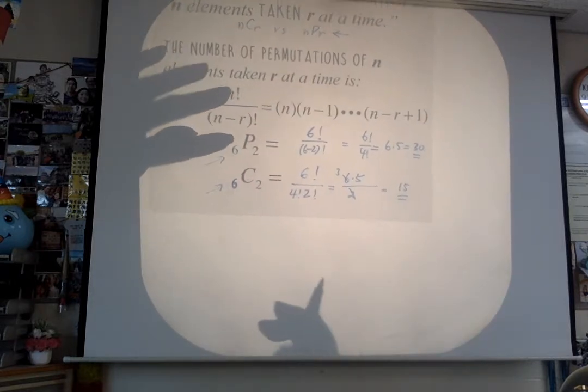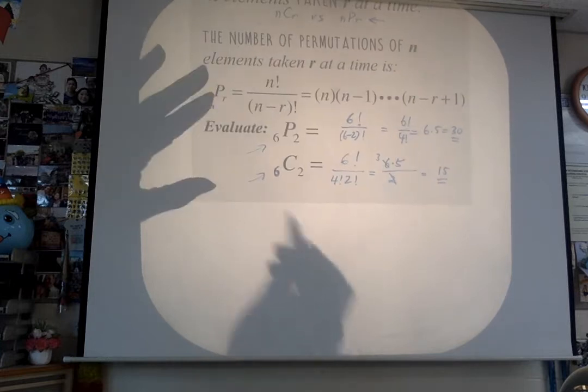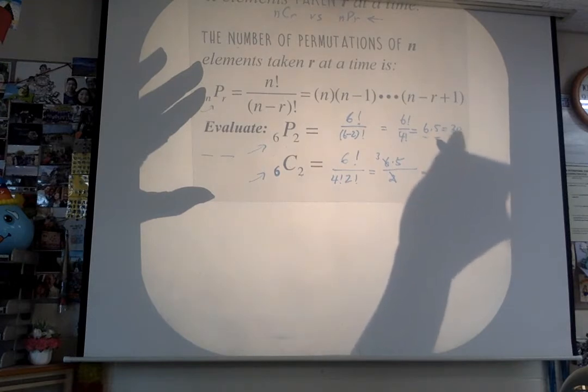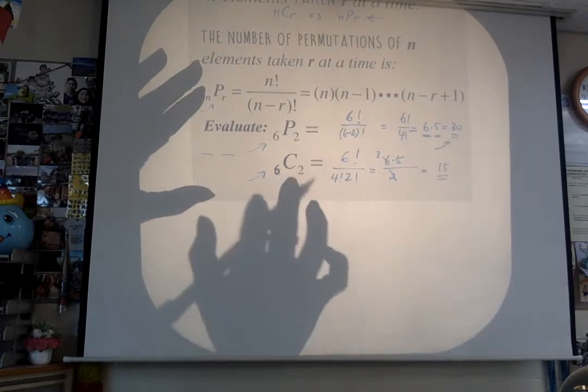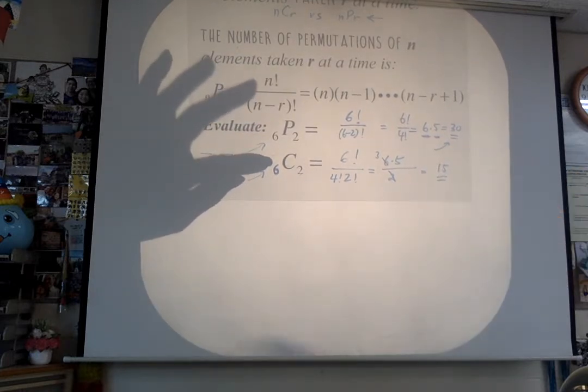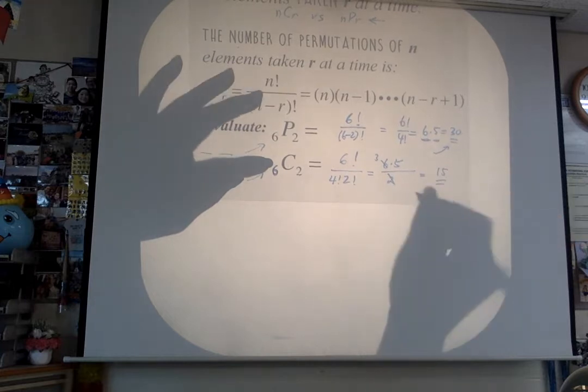In this case, I'm putting 6 people in 2 different slots, right? That's what this 6 times 5 is coming from. That's why I have 30 here. Now, what does this mean? That means I have 6 people. I'm going to just choose 2 randomly, okay? That's why it's 15.